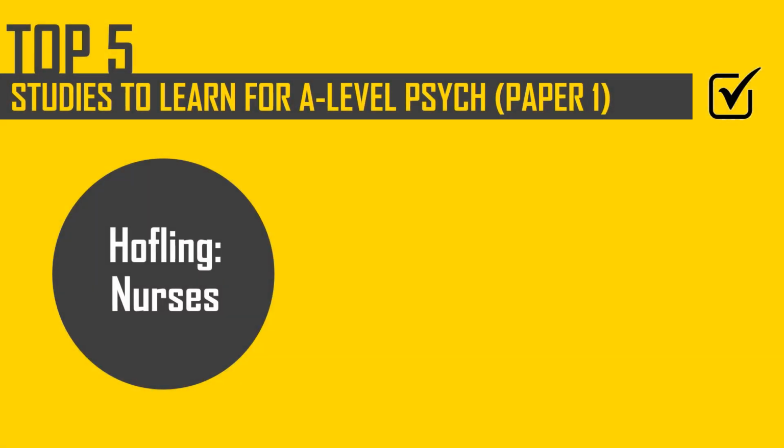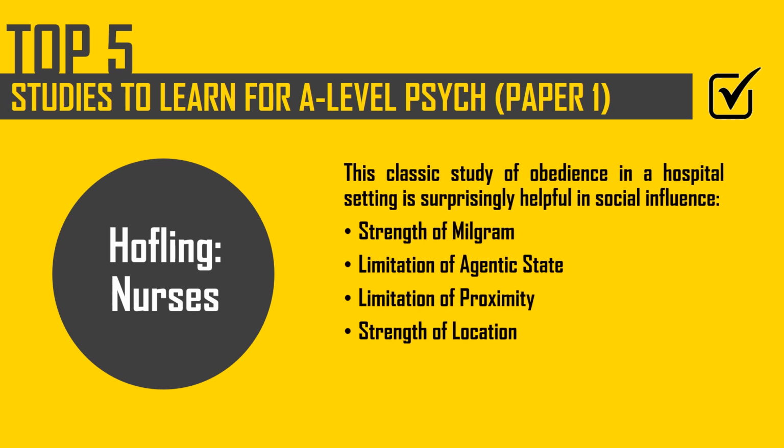Pick number 2 is the Hofling obedient nurses study. This is the one where they had a doctor they never heard of phone them up, and all of them apart from one delivered an unknown potentially lethal drug to a patient. Okay, really useful in social influence.